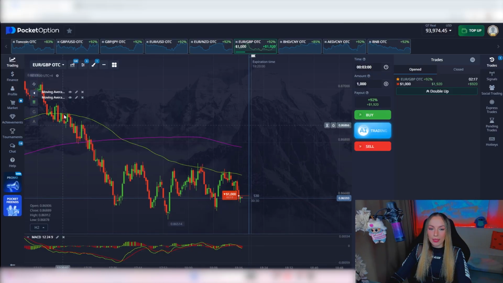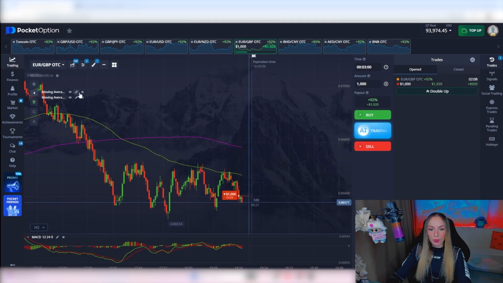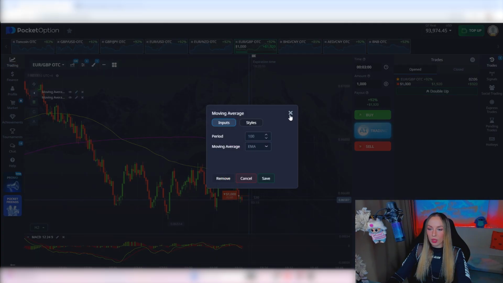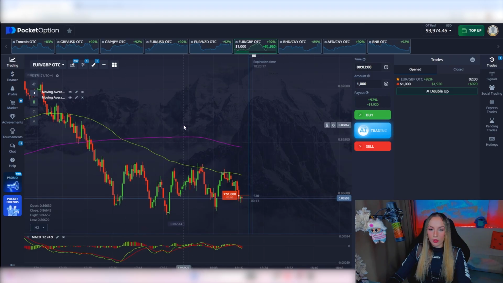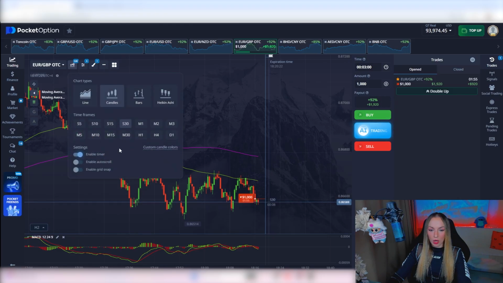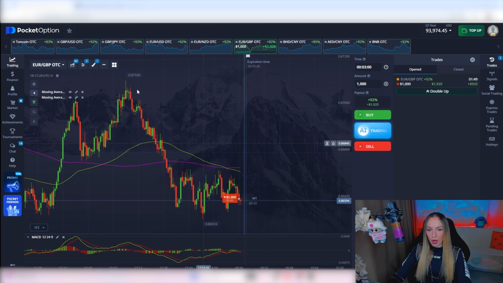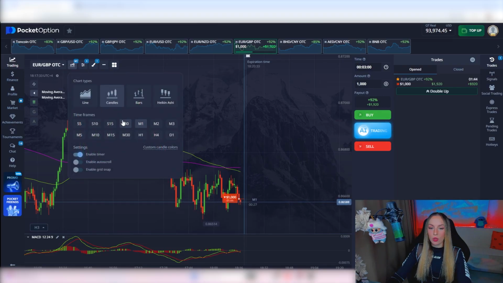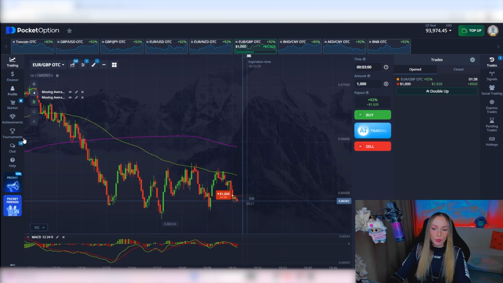I'm using MACD and moving average. MACD with fast period 12, slow period 24, and signal period 9, and 2 exponential moving averages with the period 100 and 200. Here on this currency pair, we have the downward trend. We can check it on 1 minute. As you can see, the price goes down. So when it's a downward trend, we're opening the trades only in the downward direction. This is the very important rule.